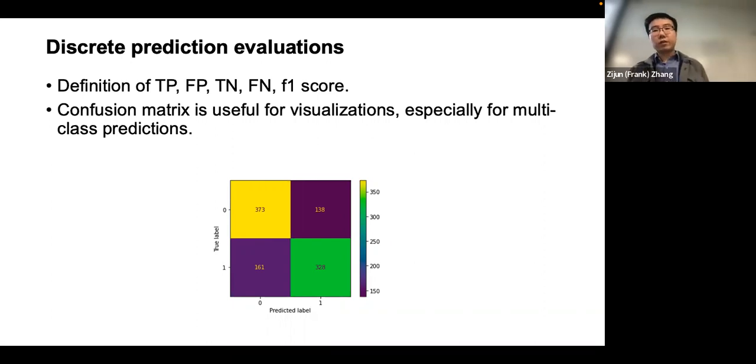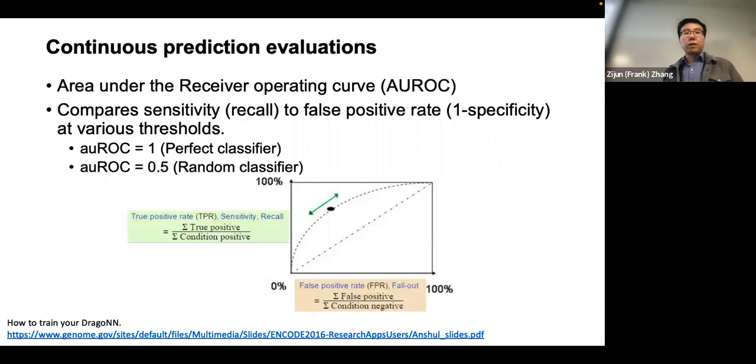But this, again, has an obvious problem because we're setting an artificial threshold of 50%, which may not always be optimal. So in most cases, a continuous prediction evaluation is, in my opinion, preferred. In this case, it's the AUROC. You can compare the sensitivity and the false positive rate by moving across this line, right? Each dot is one threshold.